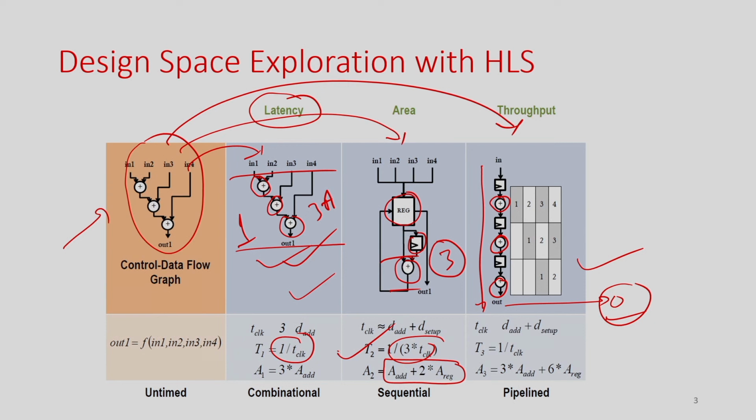So, the point I try to make is that you can actually get all these three kinds of data path just by setting certain parameters in the high level synthesis tool, right. So you can explore the design space using high level synthesis easily. That is the biggest advantage, which you have already talked about.